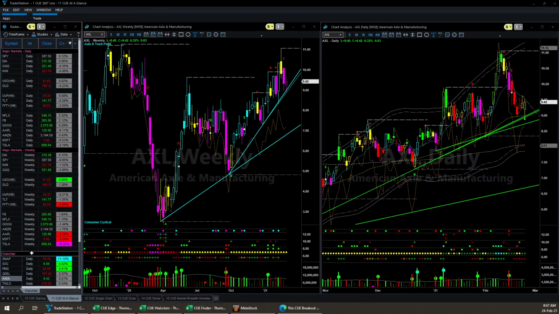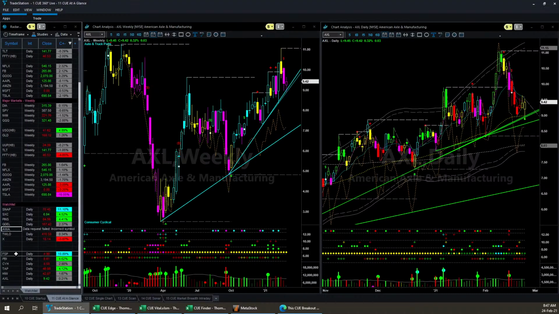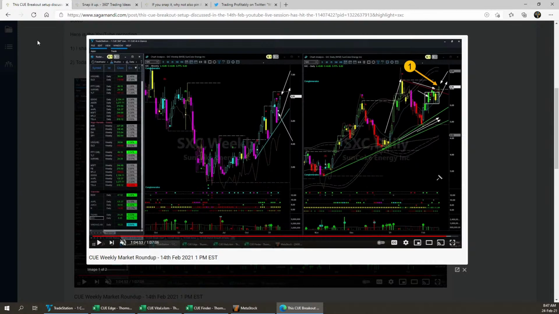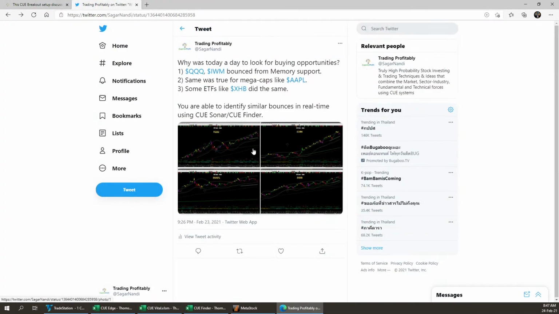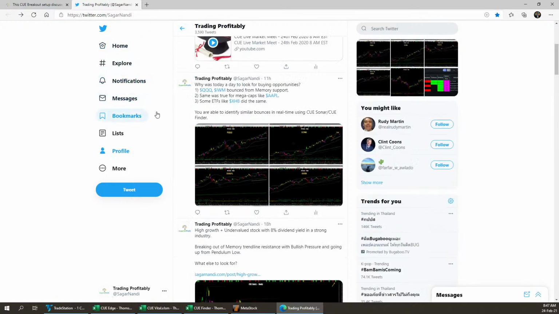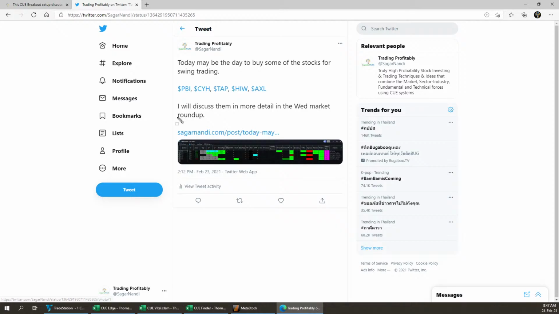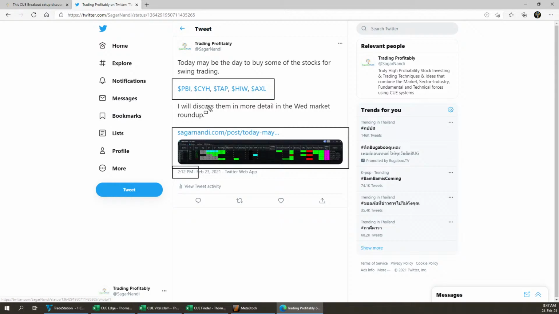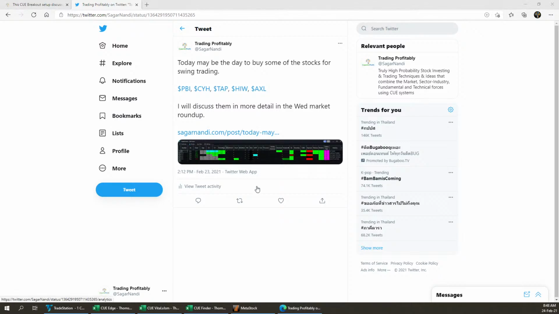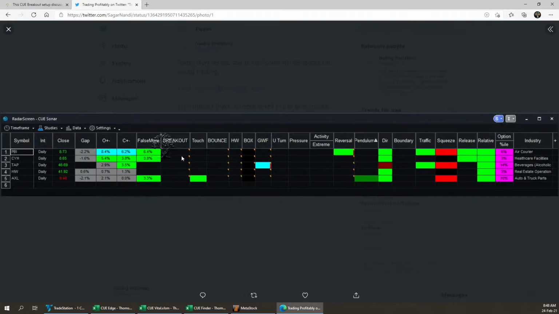Let's now look at some more stocks that I shared yesterday. Yesterday, when the market was recovering, I tweeted the radar snapshot, Q Elite's radar or sonar snapshot of a number of stocks. Let's look at them. Yesterday, during market hours, around 2 p.m. New York time, I shared this picture from Q sonar or radar of PBI, CYH, TAP, HIW, AXL. Let's look at them using sonar as of today.